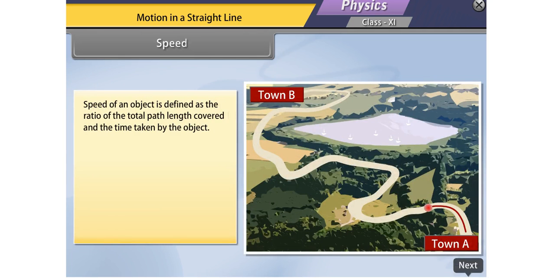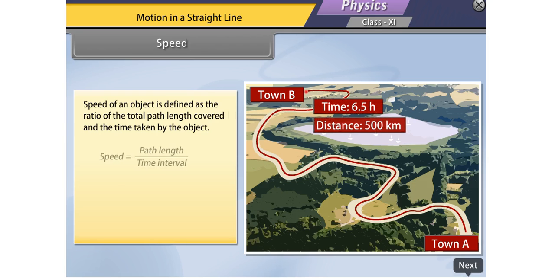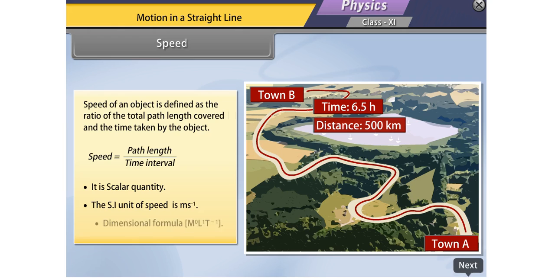Speed of an object is defined as the ratio of the total path length covered and the time taken by the object. Therefore, speed is equal to path length upon time interval. It is scalar quantity. SI unit is m s raised to the power minus 1. Dimensional formula M raised to the power 0, L raised to the power 1, T raised to the power minus 1.